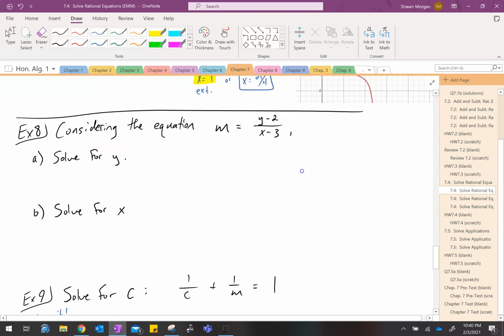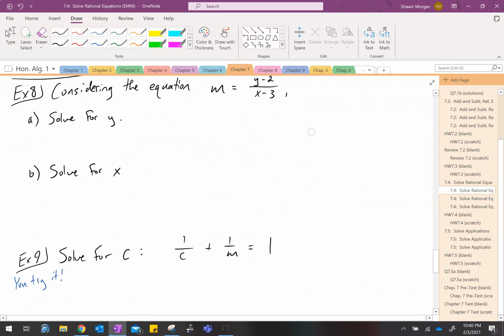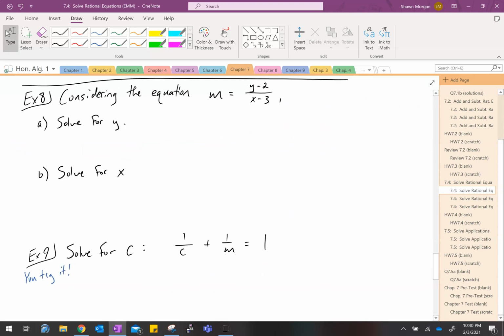And then last but not least, here in these a couple of examples, 8 and 9, to wrap this lesson up, it says we want to be able to manipulate a formula. What I mean by manipulate a formula is that we're given this formula right here, m equals y minus 2 over x minus 3, and we're asked to solve for a particular variable.